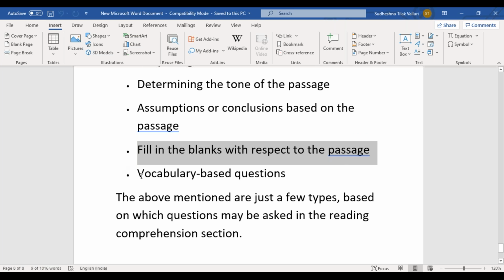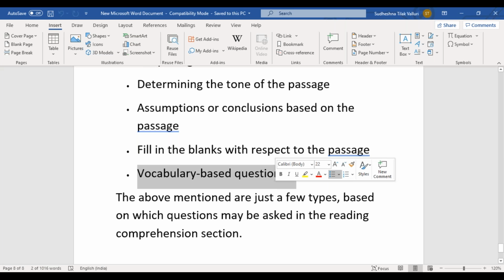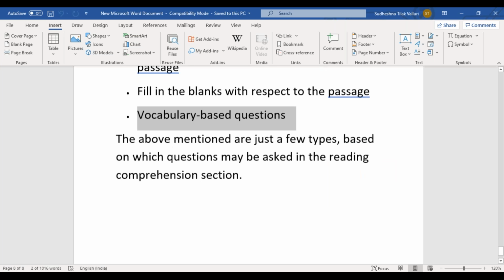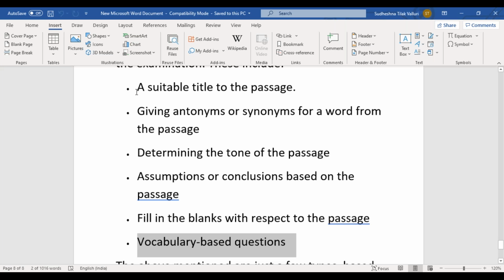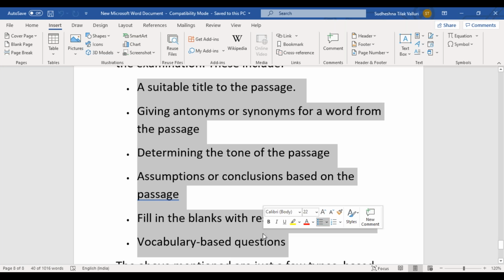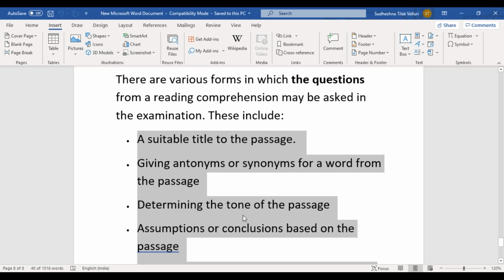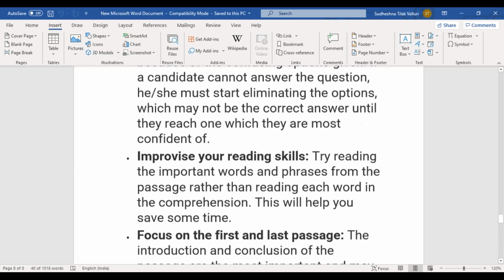Or they may ask you some kind of vocabulary based question, something related to synonyms or antonyms or meanings of a particular word. So these are the different sets of questions that you may experience in reading comprehension. Now let us try to understand how to solve reading comprehension.